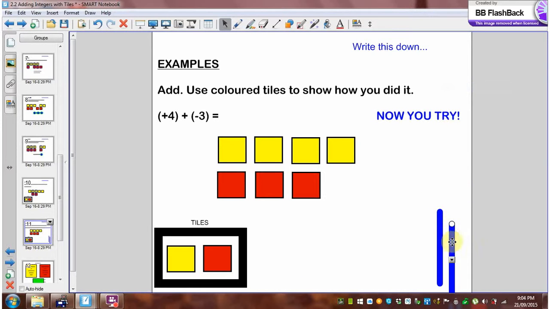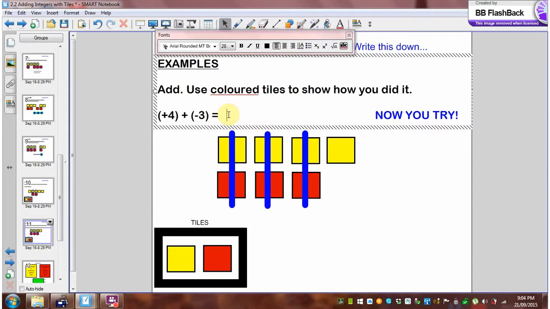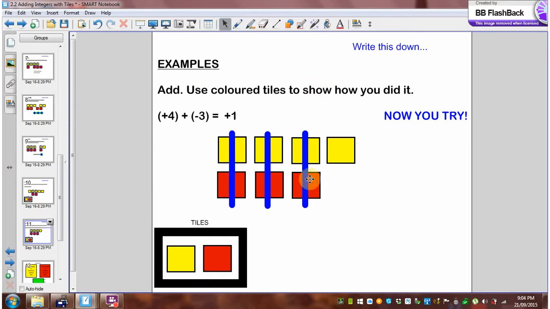Okay. So we're going to cancel out our pairs, and we're left with 1 yellow tile, or 1 positive tile. So positive 4 plus a negative 3 equals positive 1. Okay, and that makes sense.